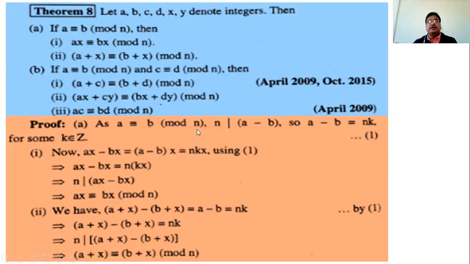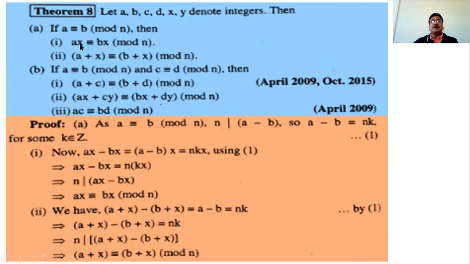A is congruent to B modulo n. So what does it imply? It means that n divides A minus B, and n divides A minus B means A minus B is expressed in the form n into some integer. So take that integer as k, for some k belonging to Z. So this is the definition of divisibility. n divides A minus B means A minus B is expressed in the form n into some integer. That integer, the notation for it, suppose here is k.